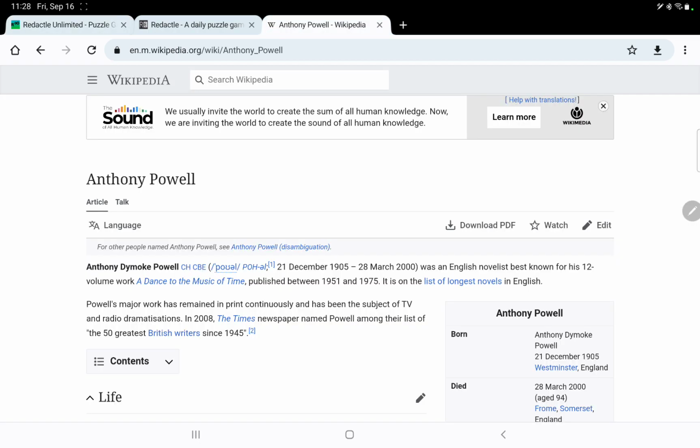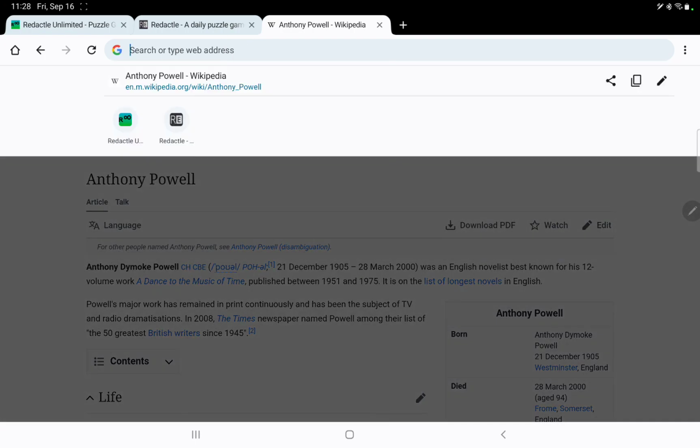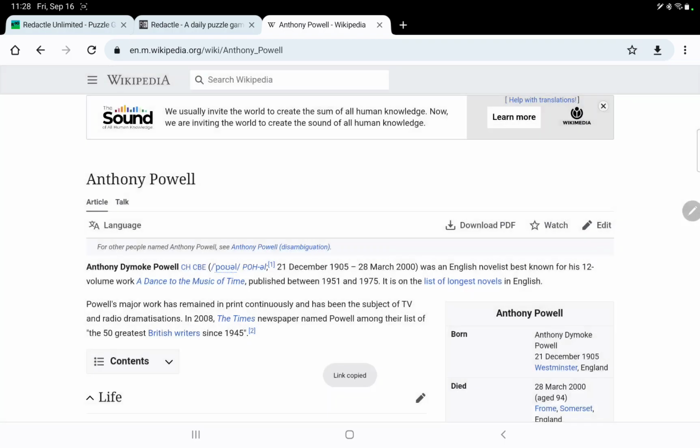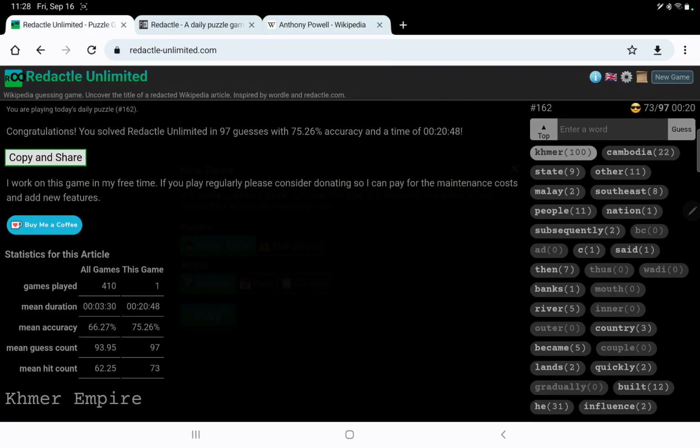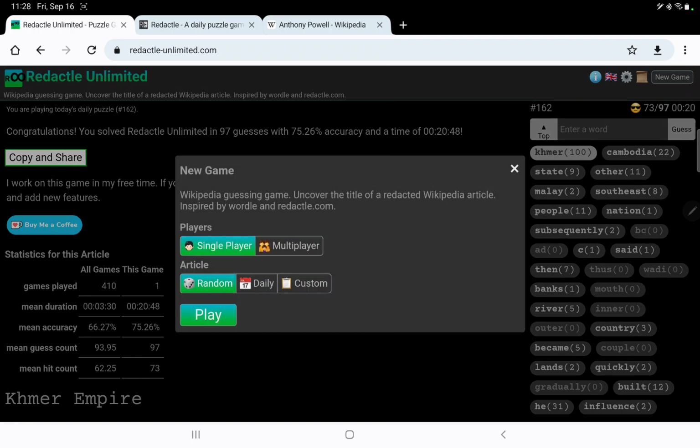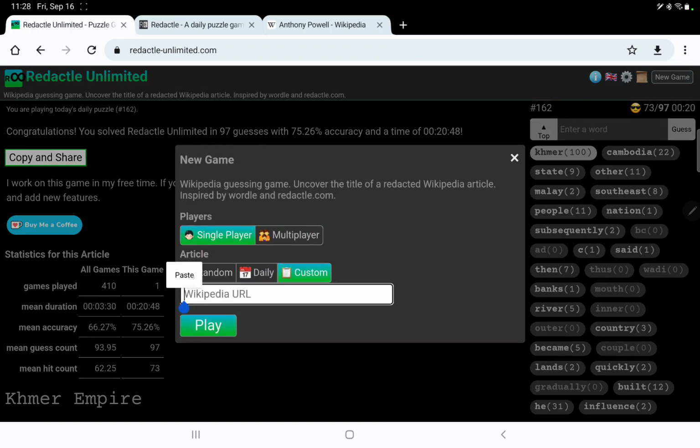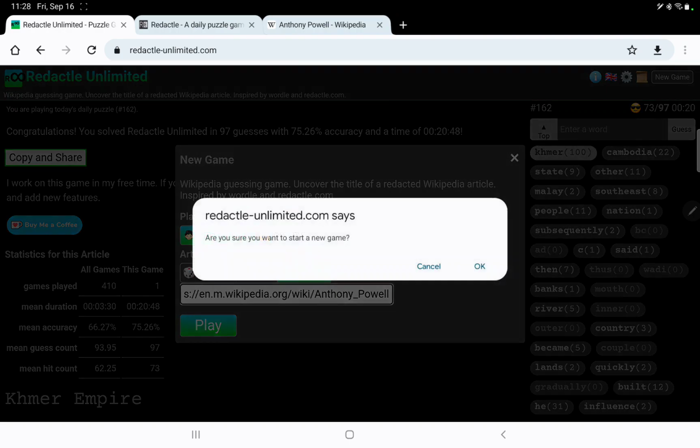You can create custom games for your friends by going to any Wikipedia article, copying the link, then back in Redactle Unlimited, if I say new game, single player, but I'm going to choose custom, and now I just paste in that URL, and it says, are you sure you want to start a new one? And now this link here, beginning with the Q573813, is unique, and so you can send that to your friends to challenge them if the daily game is not good enough for you.